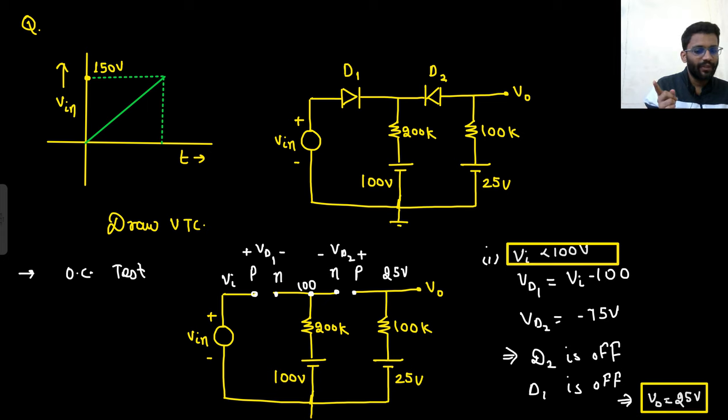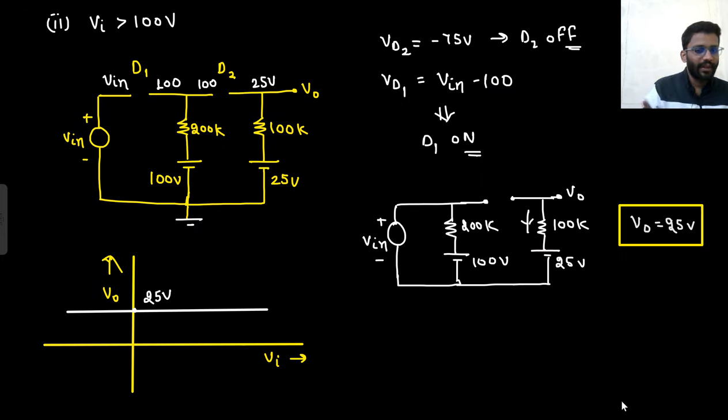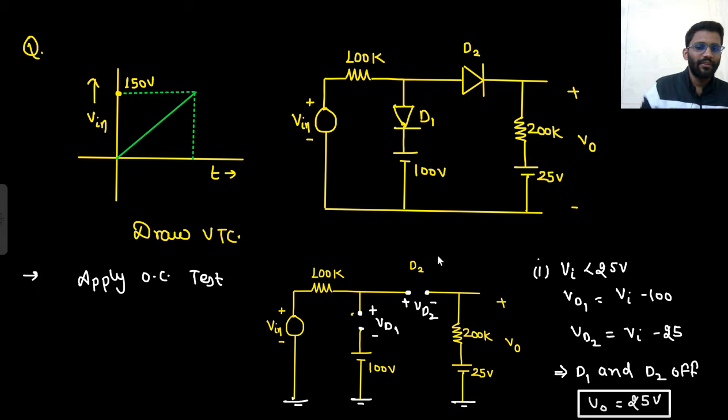It feels like for Vin greater than 100 volt, VD1 can turn on. And this is what happened. For Vin greater than 100 volt, D1 turns on, but VD2 remains off only. So V0 is 25 volt only. In the next question, what did we see? Here both voltages initially were dependent on Vin only. But the important thing to note here was that VD2 was always greater than VD1. No matter what happens, VD2 was always greater than VD1.